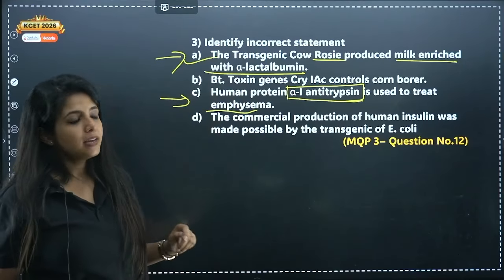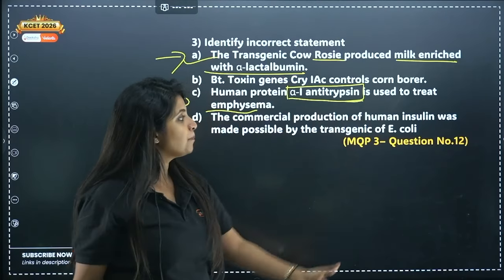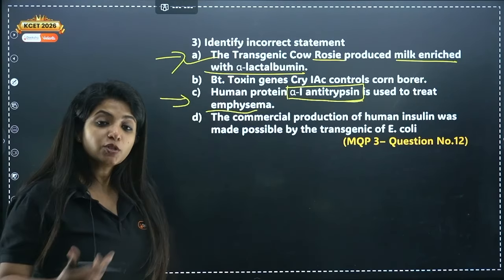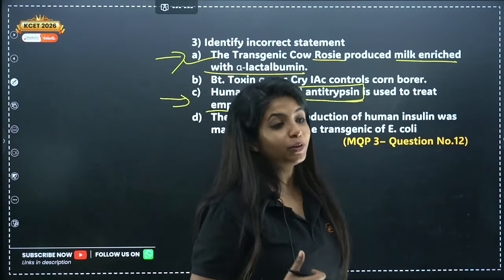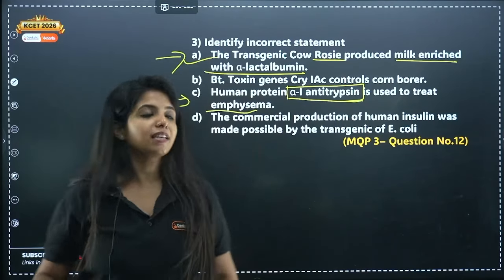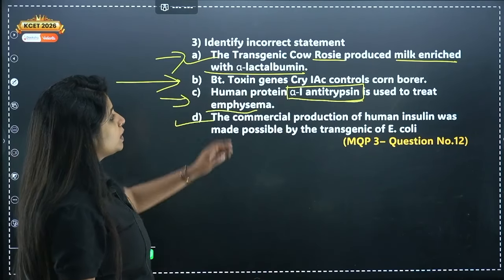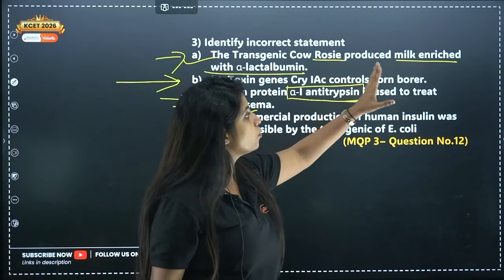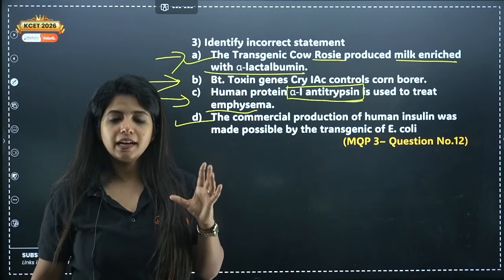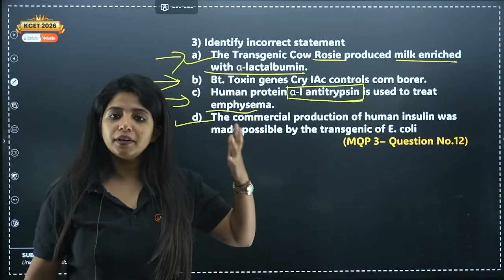This is important. The commercial production of human insulin was made possible by the transgenic process of the E. coli. Is it? So insulin is our hormone. It is made to be produced by E. coli. Yes, it was done. So again, an example of transgenic organisms. Now over here, the only point they are left with is Bt toxin genes CRY1AC control corn borers. Is it correct? It is not. It does not control corn borers, it controls cotton bollworms.